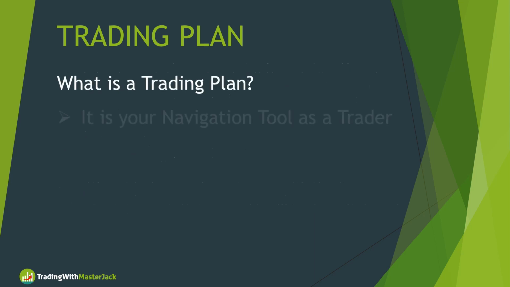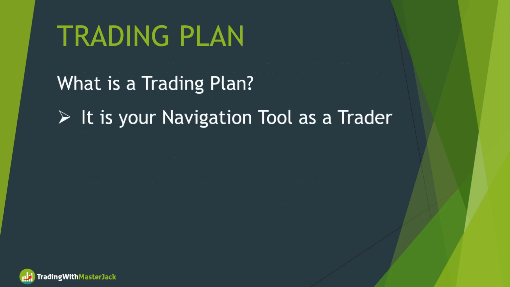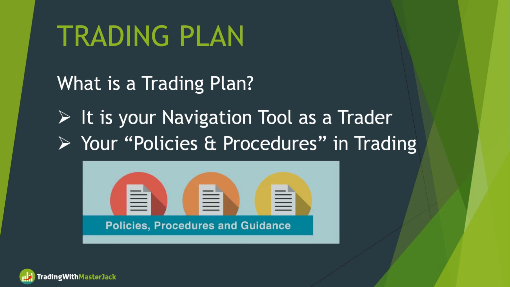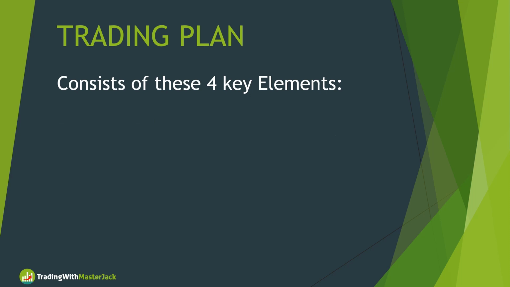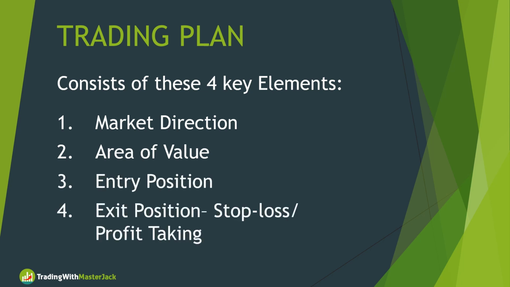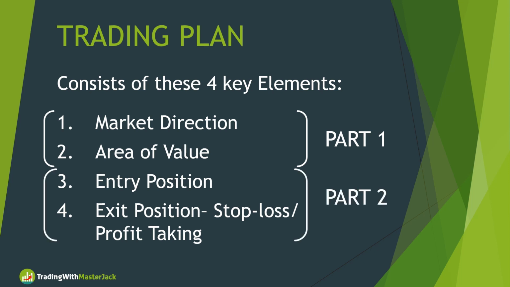So what is a trading plan? It is your navigation tool as a trader, your policies and procedures in trading. It essentially sets the boundaries, the do's and don'ts of what you should do within the markets and when you should do it. It consists of these 4 key elements: market direction, area of value, entry position, and exit position, where we deal with stop loss and profit taking. In this video we'll be dealing with part 1, and that will be market direction and area of value. In part 2 we'll deal with entry position and exit position.